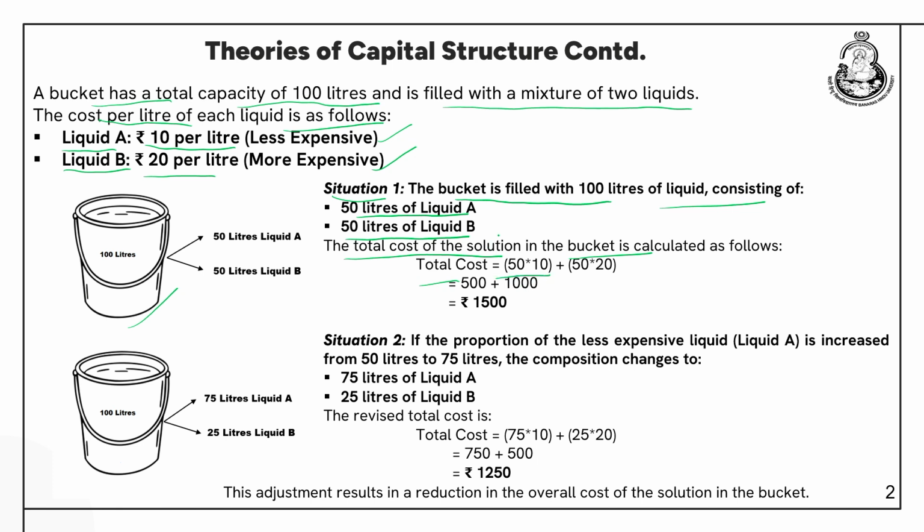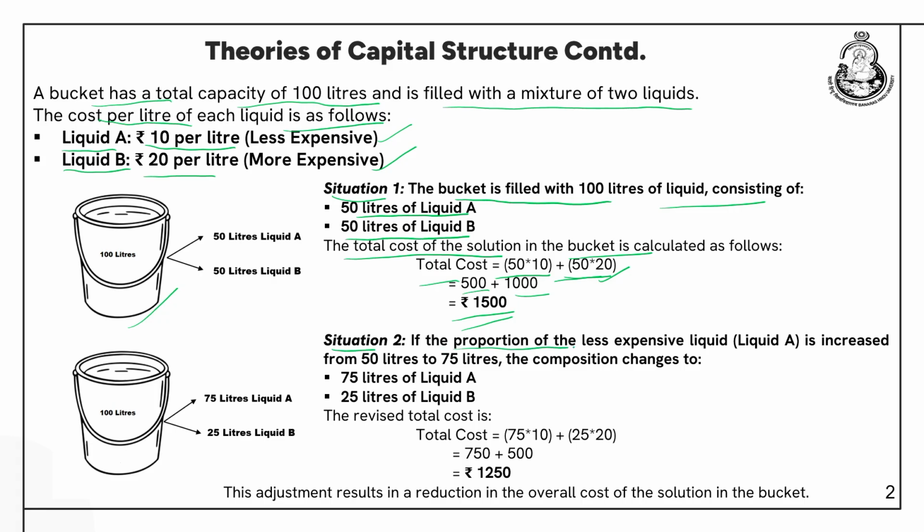50 is the amount of liquid A, and similarly 50 is the amount of liquid B, right. So, 50 into 10 is 500, 50 into 20 is 1000. So, the total cost of liquid comes out to be rupees 1500. Now, let us talk about situation 2.